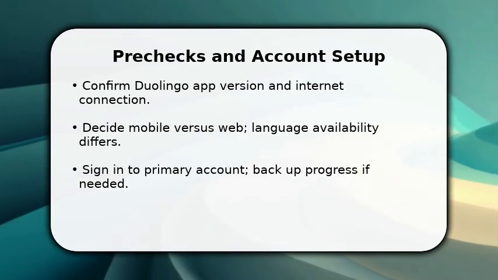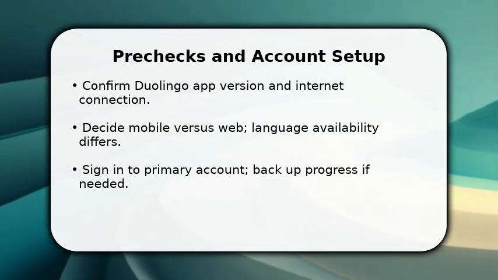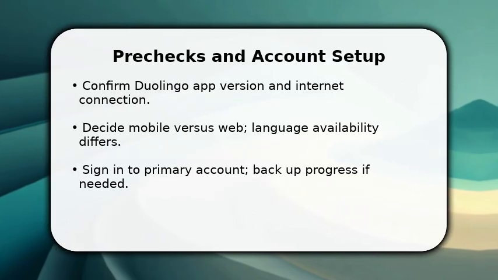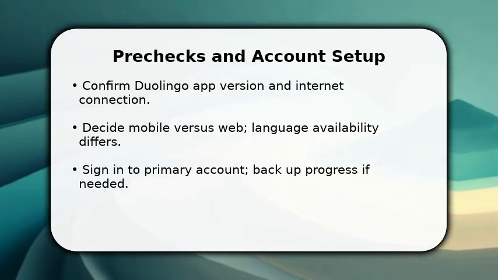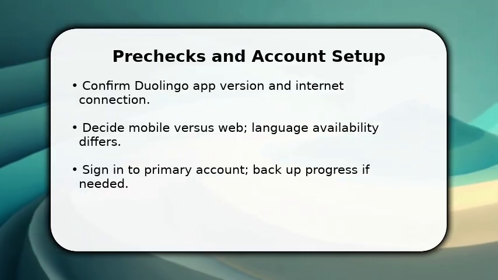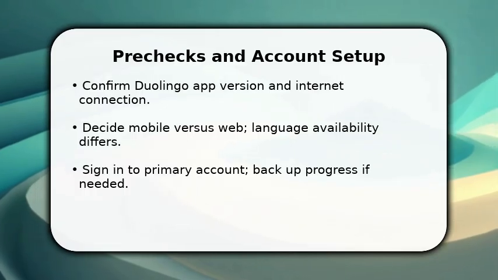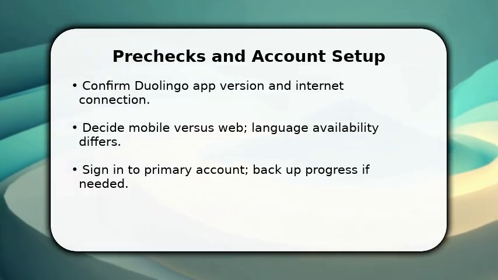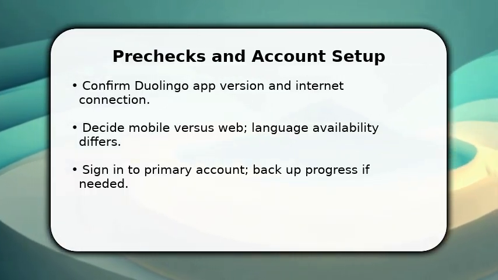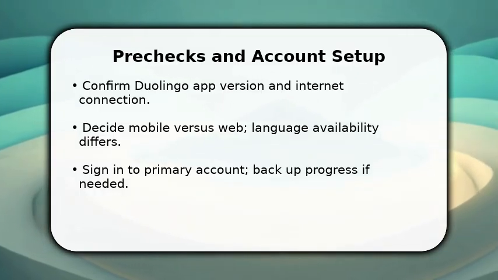You'll start by confirming prerequisites: update the Duolingo app, or use the latest web client, and ensure a stable internet connection. Next, decide whether you'll add a language on mobile or web because options can differ. Make sure you're signed into the correct account so you don't overwrite progress. Once done, open Settings and locate Languages. This gets you immediately into the workflow so you can add the new language without losing existing course data.